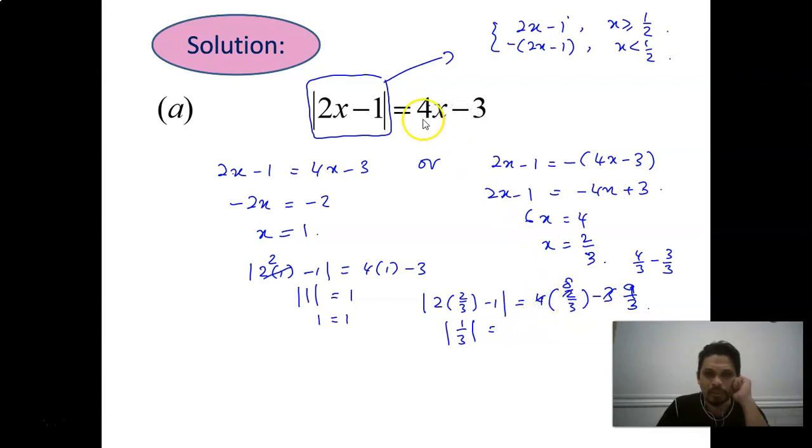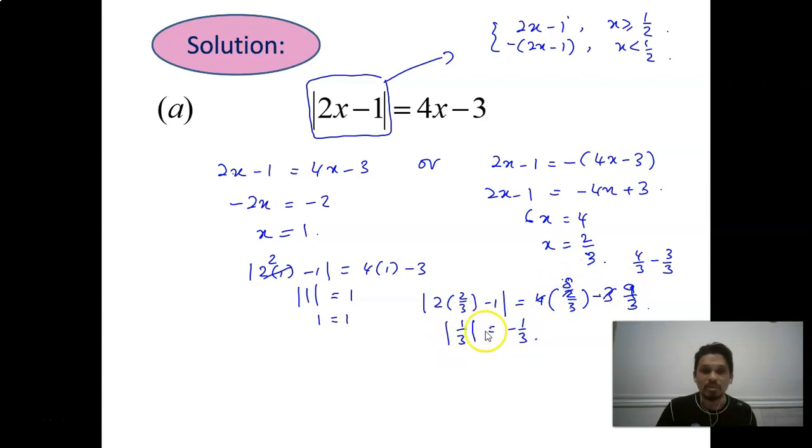4x minus 3, with x equal to 2: 2x minus 1, 4x minus 3. So 4 times 2 equals 8, 8 over 3 minus 3. Change this into a fraction with the denominator of 3. So 3 times 3 equals 9, 9 divided by 3 equals 3. So 8 minus 9 equals negative 1 over 3.